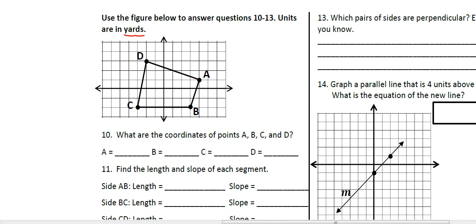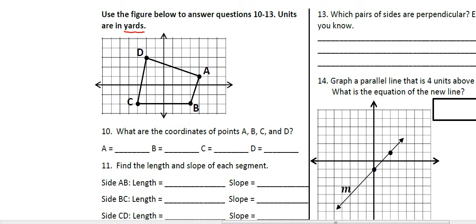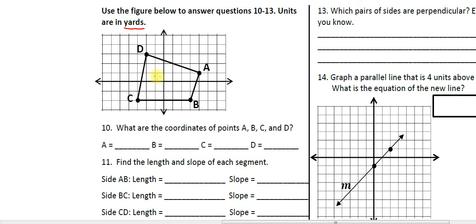The question number 10 says, what are the coordinates of points A, B, C, D? Now, I'm pretty confident that most of you know how to do this. Some of you are still struggling, but I still see lots of mistakes being made. So once you find the coordinates, please go back and check your work to make sure you didn't make a mistake. So point A, I'll start with the origin. 1, 2, 3, 4 on the x-axis, positive, and then positive 1 on the y-axis. So A is at positive 4, positive 1.